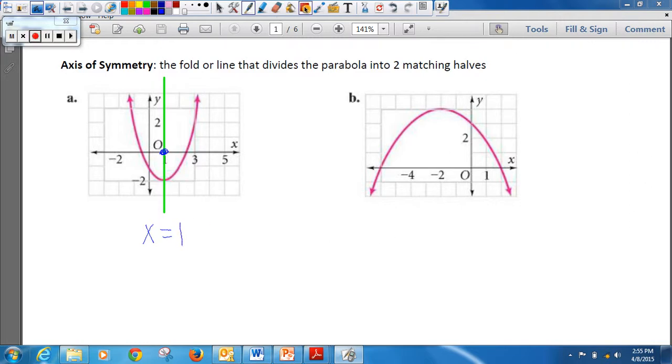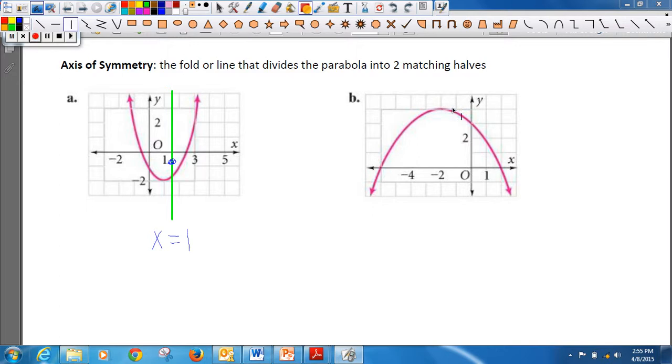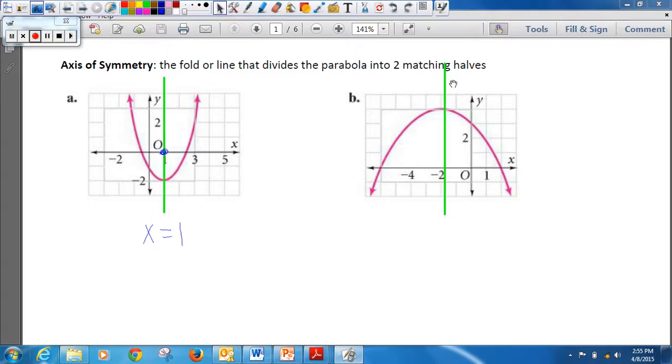On my second one here, the axis of symmetry would be right there. Again, oops, it crosses the x-axis. I should draw it right here at negative 2, and it only crosses the x-axis, so my equation of the line there would be x equals negative 2. Go ahead and turn your page.